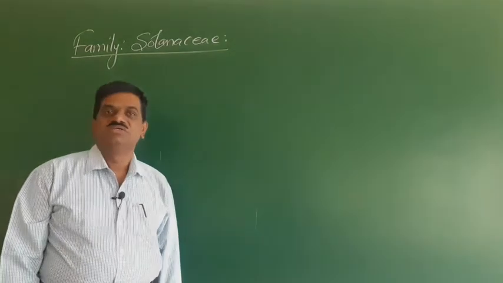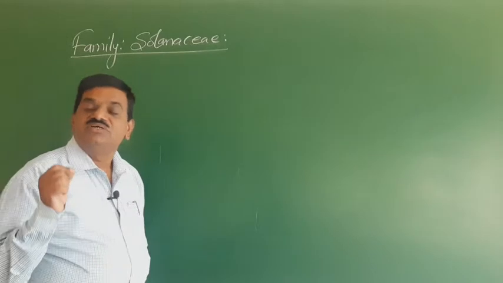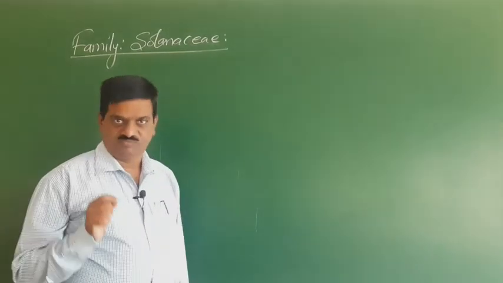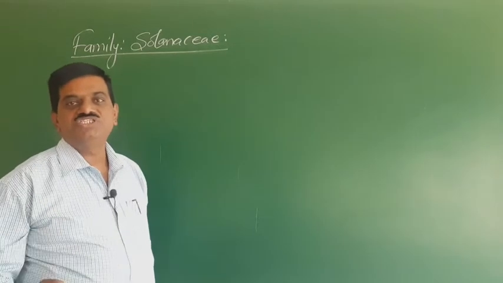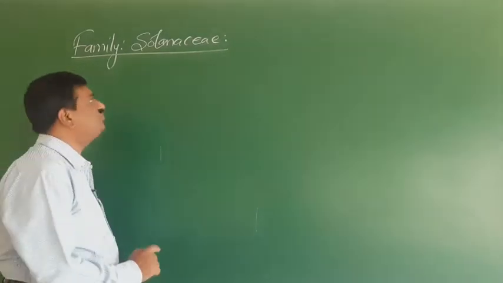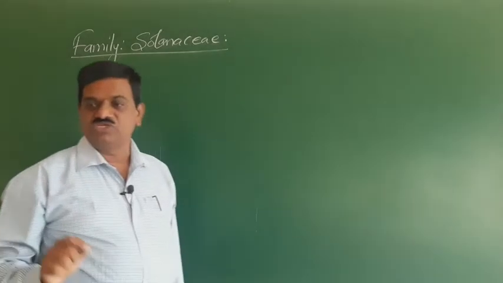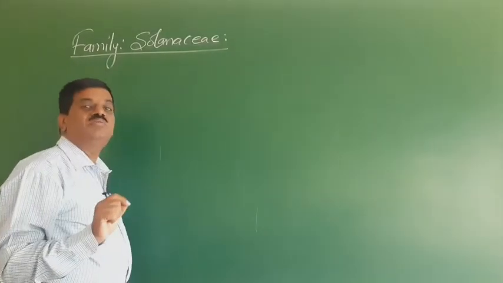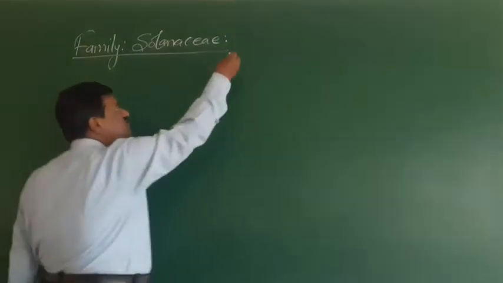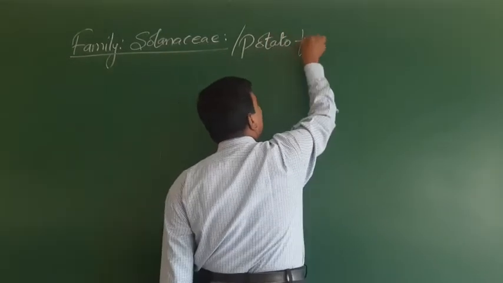Hello students, we are going for taxonomy. It is nothing but the total description of a plant or the morphological description of particular families. So the first family is called family Solanaceae. This Solanaceae is nothing but the potato family. It is also called the potato family.